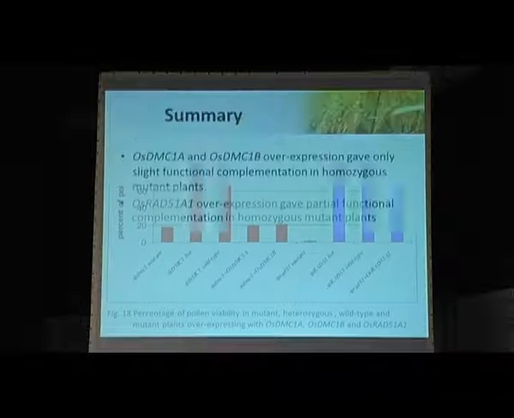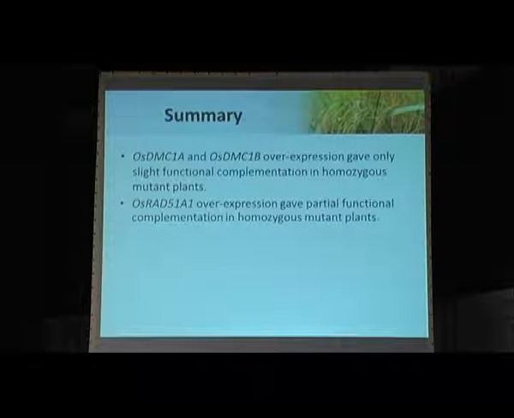of the function. So in summary, DMC1A and DMC1B overexpression gave only slight functional complementation in the homozygous mutant plant. On the other hand, rice Rad51A1 overexpression gave partial functional complementation in the homozygous mutant plant.